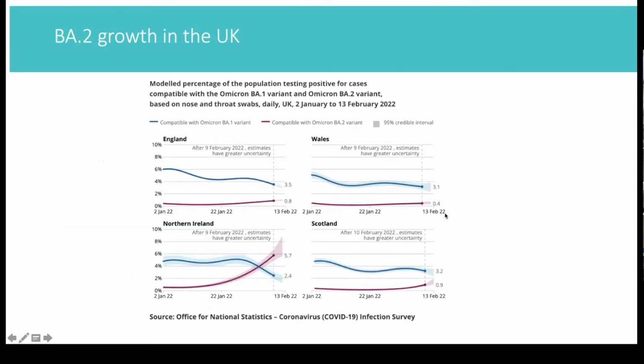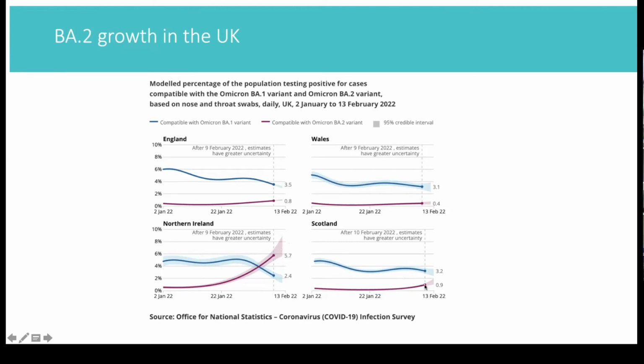In the midst of all this, we are seeing a new, more transmissible variant that's growing. We know that it's growing. It has become dominant in Northern Ireland and is driving growth of the pandemic. In Northern Ireland, I think 1 in 13 people are currently infected, so infection rates are extremely high. We should expect to see BA2 become dominant in other nations as well.